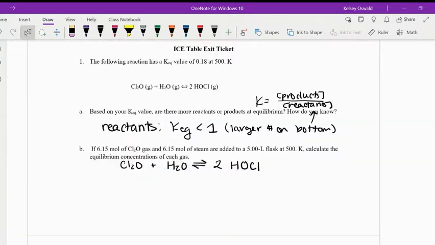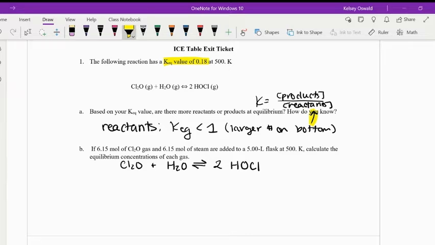Looking at that first one, I think most people did a pretty good job seeing that, based on the equilibrium constant value of 0.18, your reactants were going to be favored at equilibrium. Since that KEQ value was less than 1, we needed a larger concentration on the bottom of that expression, which is where our reactants are. So since our KEQ value is less than 1, we have more reactants at equilibrium.